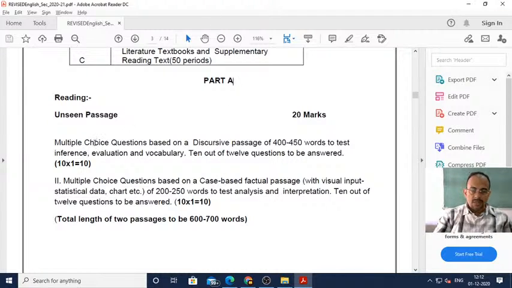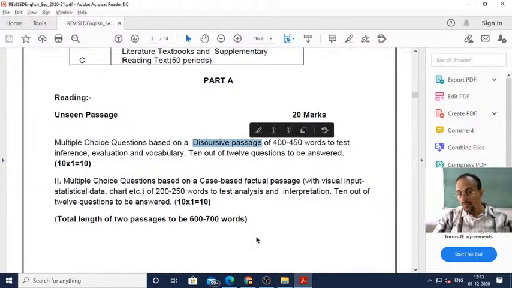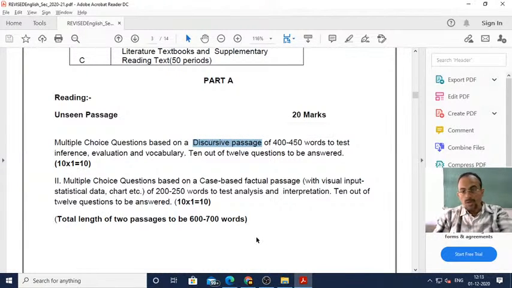Understood? Now you see, in part A, the first question is as usual reading comprehension, but reading comprehension of 20 marks, remember. There will be 2 reading comprehensions, and the first 2 reading passages will be of different topics. The first reading comprehension will be based on a discursive passage. Discursive means which can provoke discussion, of 400 to 450 words.